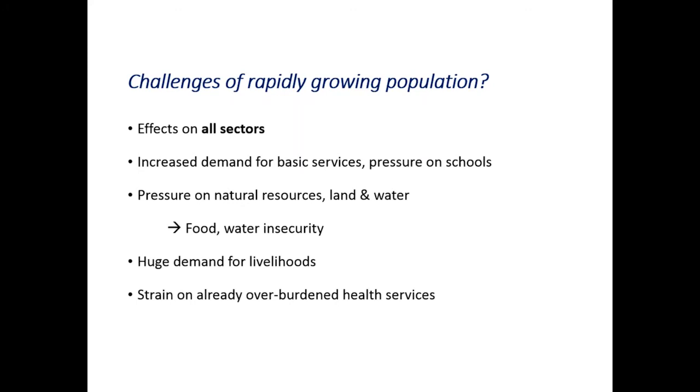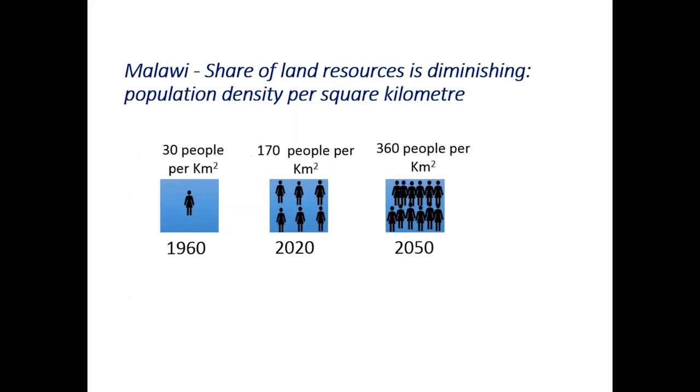So as a result of these high levels of fertility in the continent, the implications affect all sectors. There is increased demand for basic services, especially for children, for education, schooling, and health, so hospitals and so forth. But more importantly, there are also pressures on natural resources, including land and water, and these have implications for food and water security. There are therefore huge demands on livelihoods because of this rapid population growth in Africa.